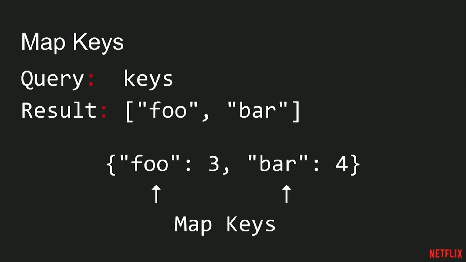Keys is fairly straightforward, like you would expect it to be. You get an array back with strings. So it's just the string keys out of the map. This could be useful for like autocomplete or other things like that.